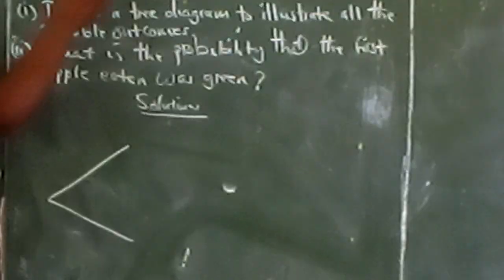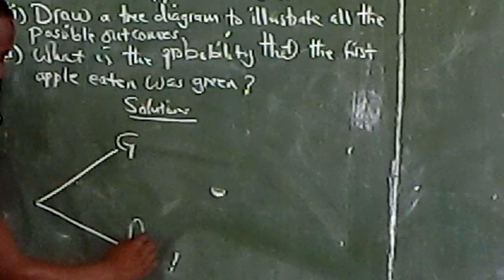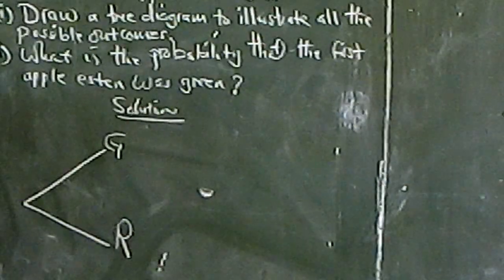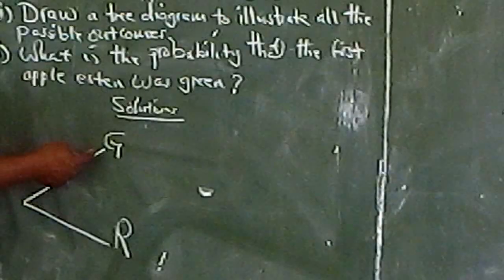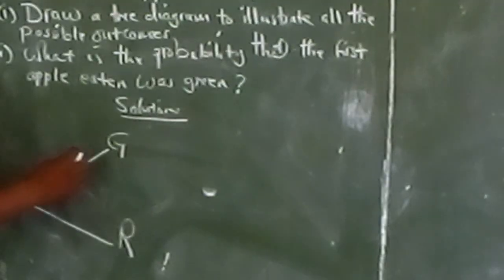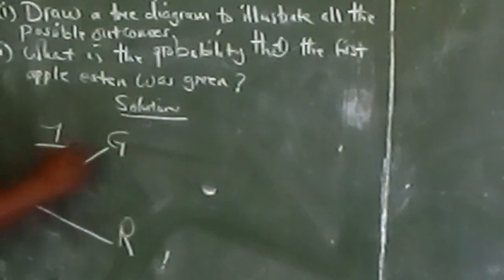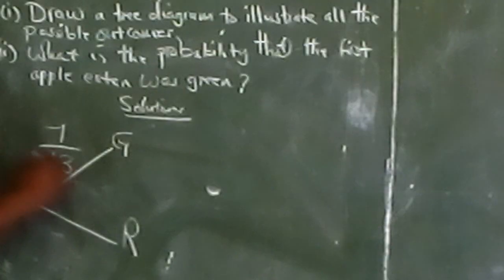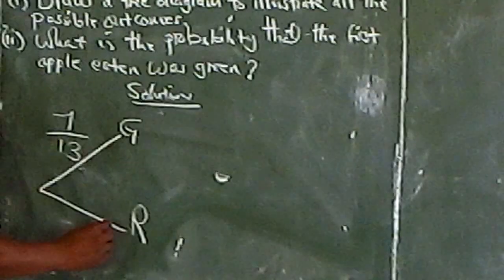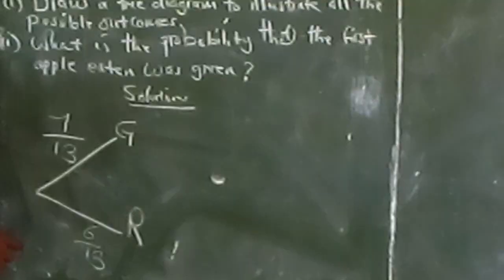Now, we are told we have the green apples and the red apples. The green apples originally were 7, so in the first branch we write 7 out of 13. The red apples were 6 out of 13.